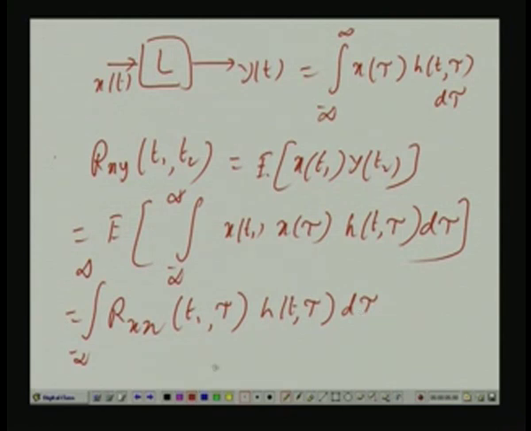So, that means what is it? If you take it as a function of R x x t 1 comma tau, you just forget t 1 for the timing, take it as a function of tau, then isn't it the same thing as if you give a function of tau to the system at its input? The output obviously will be this function multiplied by h t comma tau d tau, that is what I am getting here. Just to indicate that here L means the integral will be with respect to tau, I put tau here.